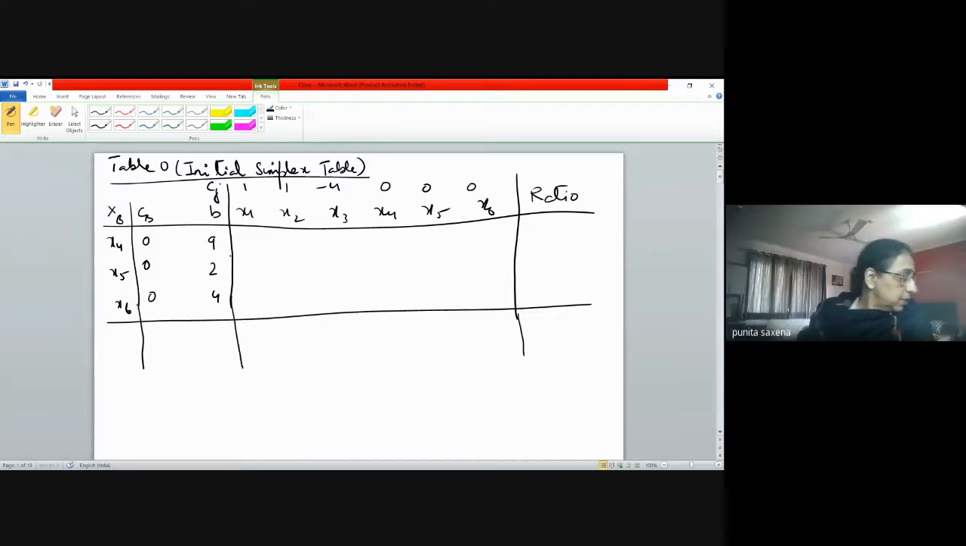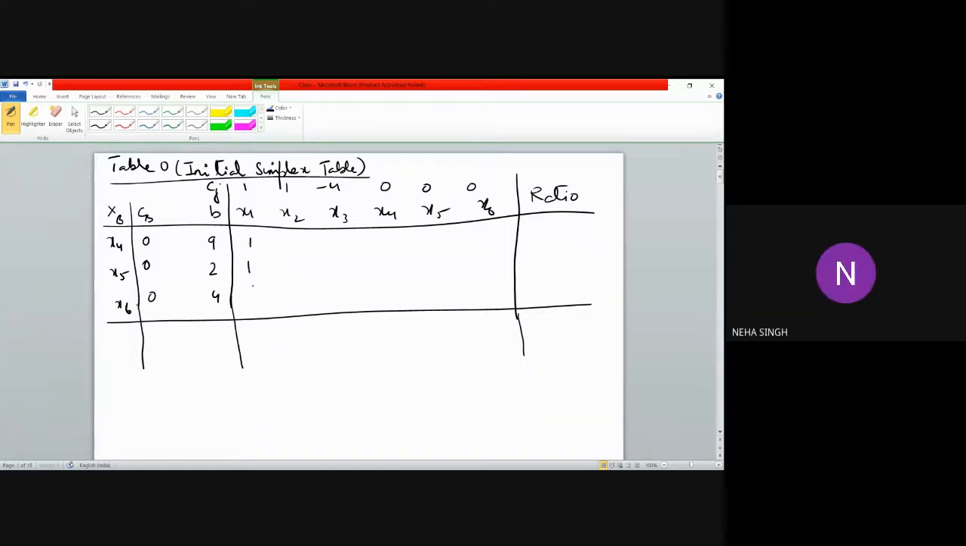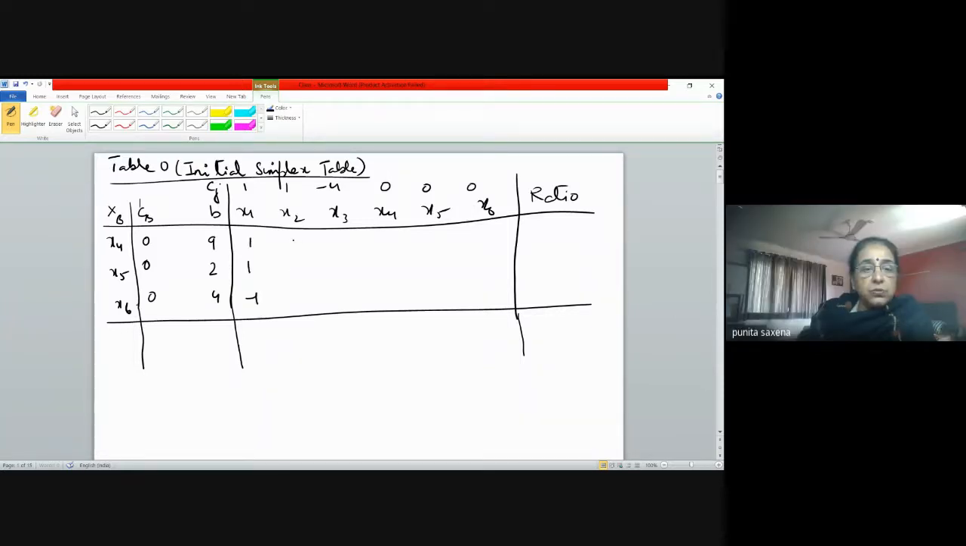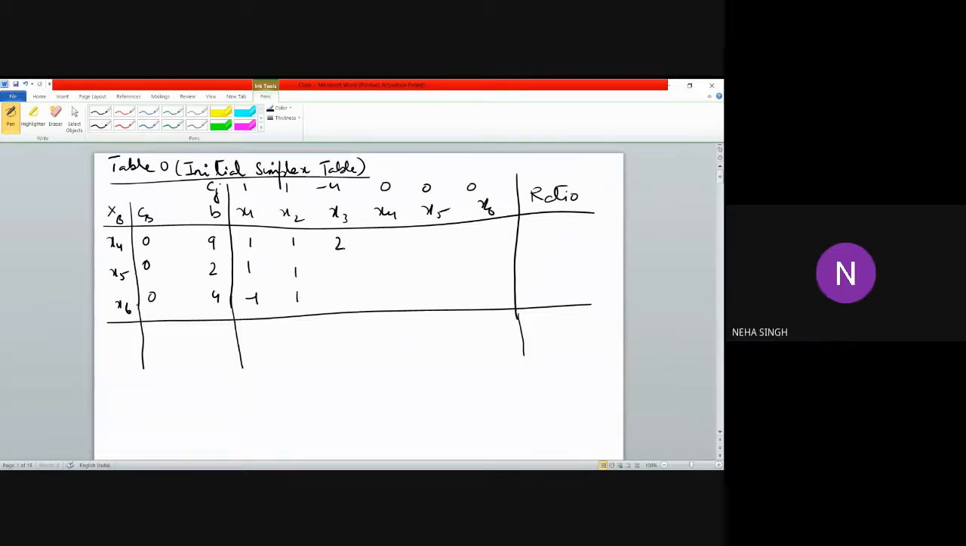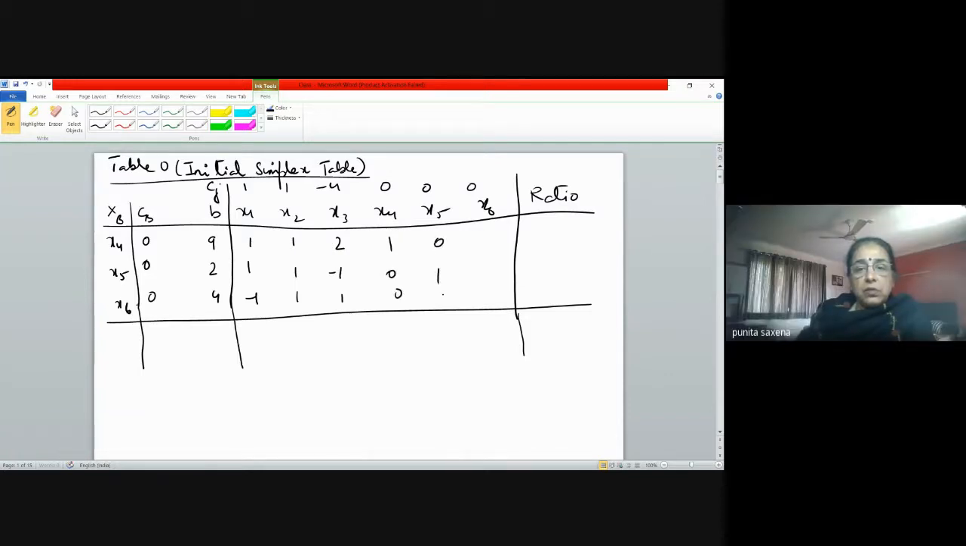Now column-wise. X1 was 1 1 minus 1. X2 was 1 1 1. X3 was 2 minus 1 1. X4 was 1 0 0, X5 was 0 1 0, and X6 was 0 0 1. Right? This much we had done, right?